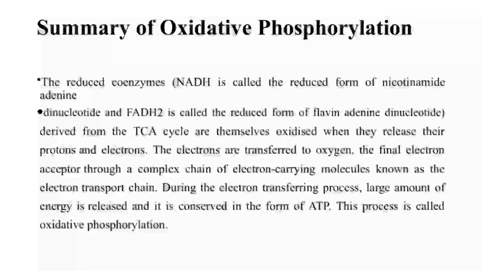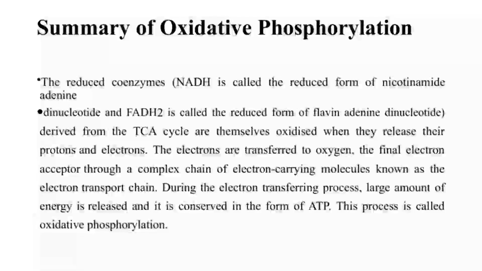The electrons don't just disappear, they are transferred to oxygen, which acts as the final electron acceptor in this process. This transfer occurs through a series of molecules known as the electron transport chain, which is essentially a chain of electron-carrying proteins embedded in the inner mitochondrial membrane. As electrons move along this chain, a lot of energy is released. The key point here is that this energy is captured and used to produce ATP, the cell's main energy currency.